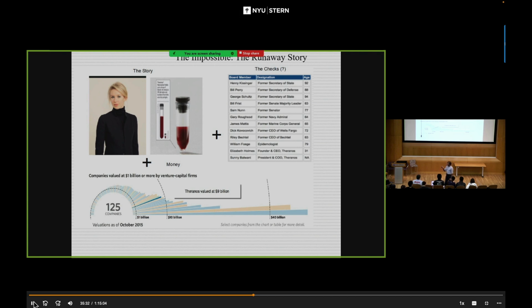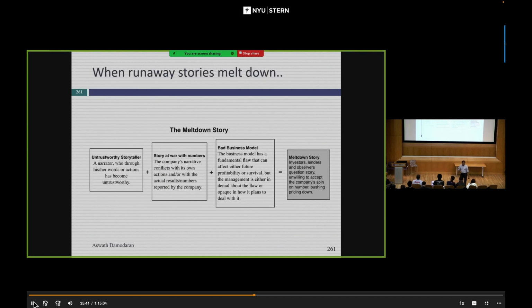That's what happens in a runaway story. You get afraid to ask questions because you want the story to be true. But ultimately, when you have runaway stories, it comes apart sooner or later. Because what is the story built around? A person, a storyteller. And when that storyteller develops feet of clay, the whole story comes apart.